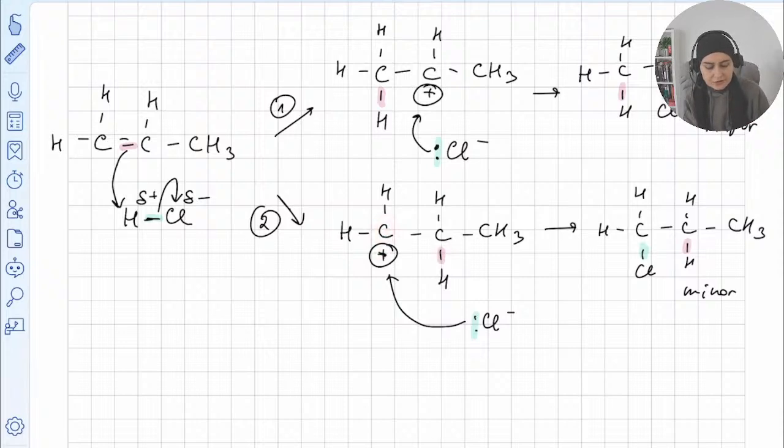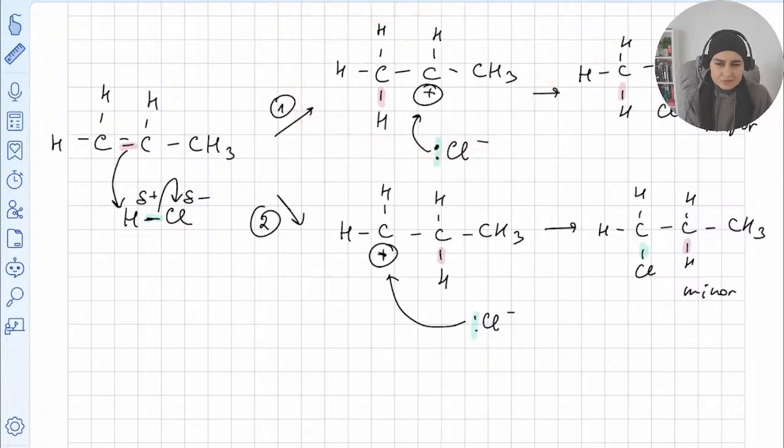And secondary carbocations are more stable than primary. Whenever I say something is more stable, it just means that it's more likely to be formed. So if the secondary carbocation is more stable, it means that it is more likely to be formed than the primary one. That's why the first route is more preferable compared to the second route.